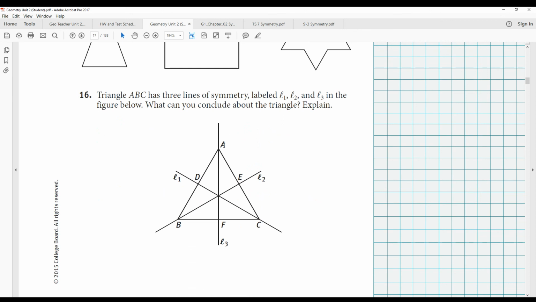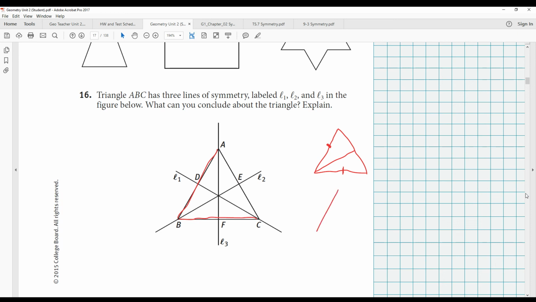This one says, what can you conclude about the triangle? Well, we're going to conclude that the triangle is equilateral. How are we going to conclude that? If we take any one, it doesn't matter, let's take this one right here. Remember, if it's a line of reflection, then these two pieces right here are exactly equal. So I've proven that this side is the same length as that side. So I'm showing right here that AB is the same size as BC.